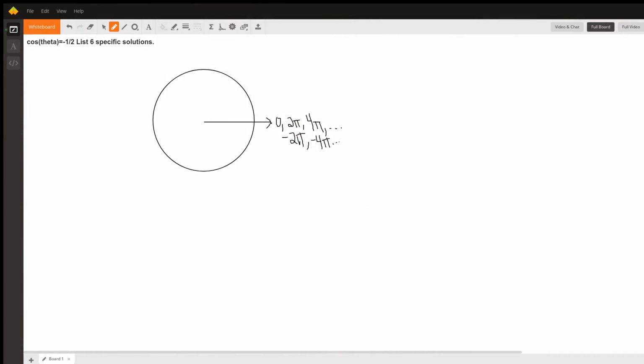I'm going to show you how to find six specific solutions of cosine of theta equals negative a half. So if we look at cosine, let's say this is a unit circle. This has a radius of 1. This is the point 0, 1. The cosine of any angle on this unit circle is the x-coordinate. So this point right here, its x-coordinate is the cosine of theta, and its y-coordinate is the sine of theta. That's true of any unit circle.